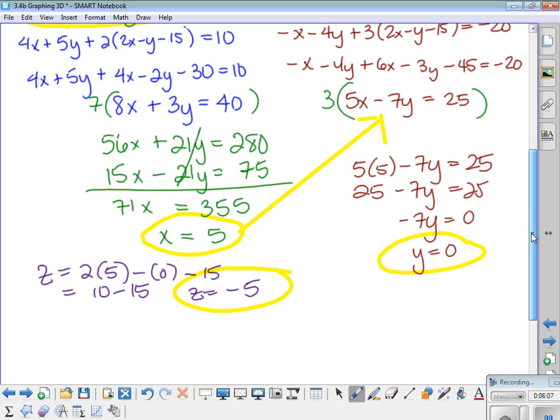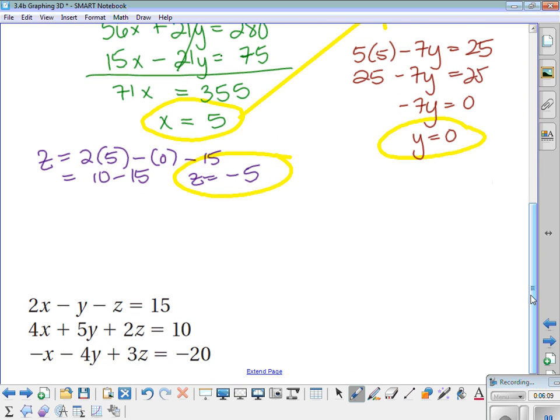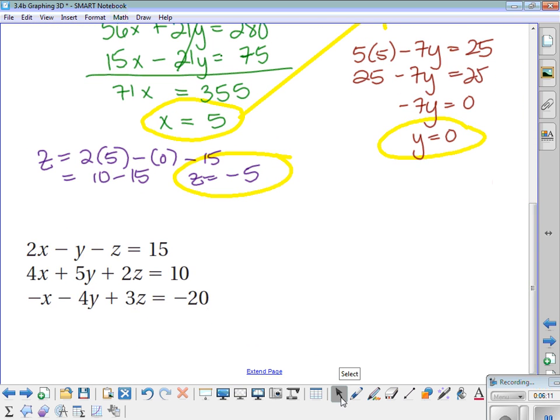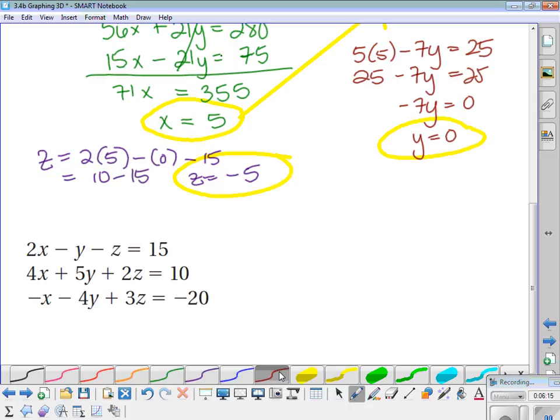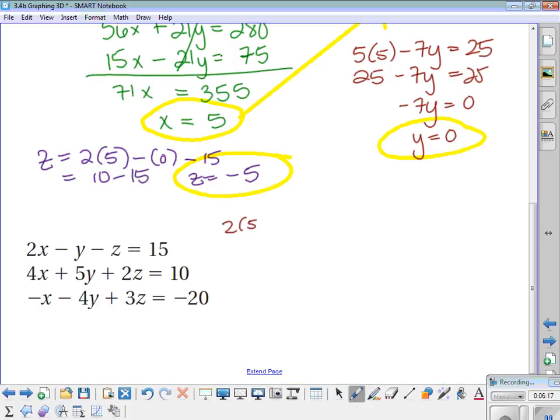Okay, so then if I go back and I test it in each of the original equations, that's what these are doing down here so I can see them. All right, so I'll test it in all the equations then. So 2x, so 2 times 5 minus y minus z equals 15. I get 10 plus 5 equals 15.